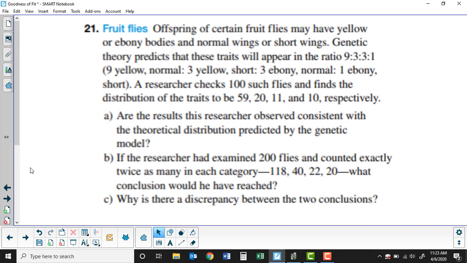If the researcher had examined 200 flies and counted exactly twice as many in each category, what conclusion would he have reached? And why is there a discrepancy between the two conclusions? So, run these two, all right, one with 100 flies and one with 200, and see why there is a difference between the two. Why is that different?